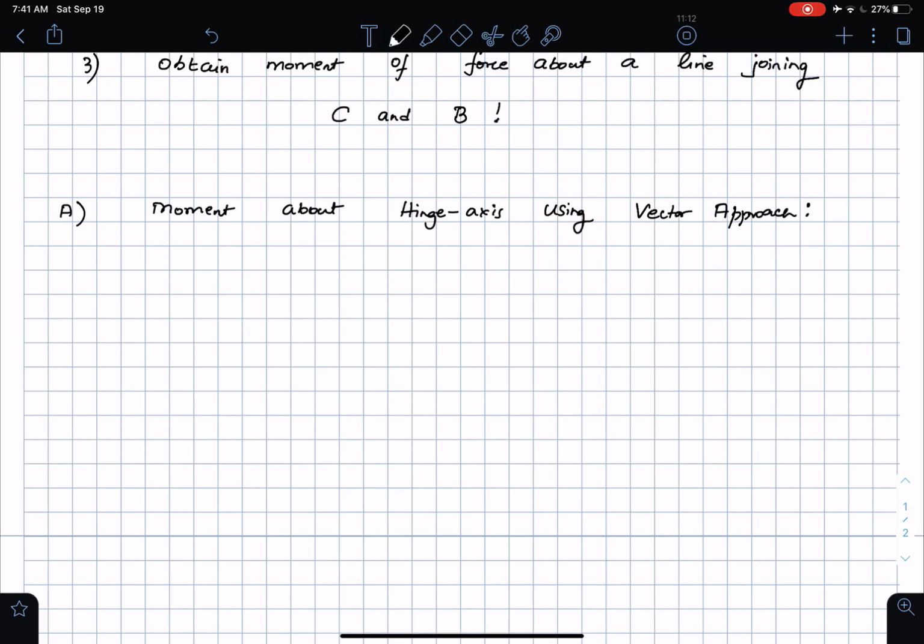Okay, so to do this, I write the force as a vector. So the force has to be written as a vector. That's my first step: write the force as a vector.